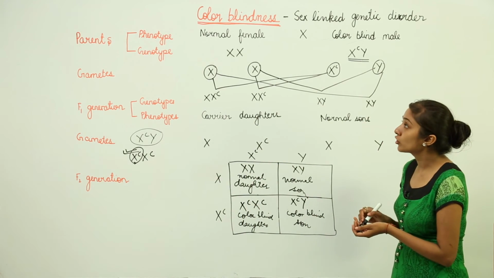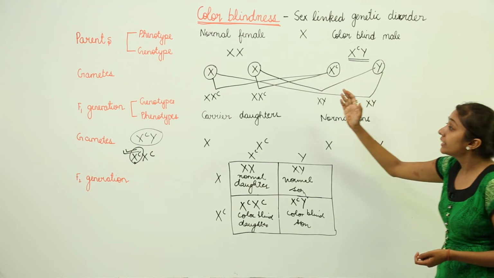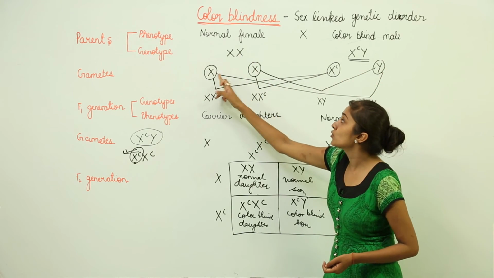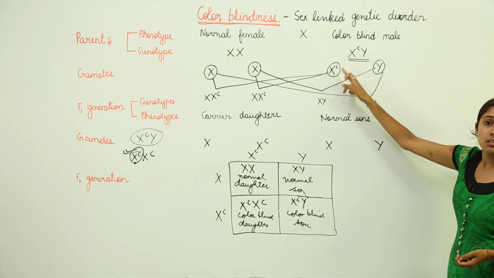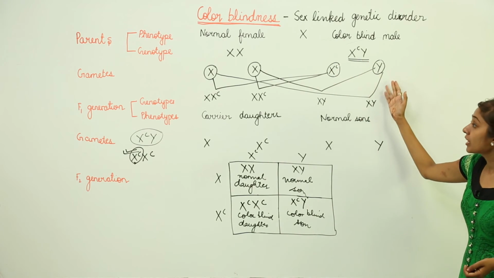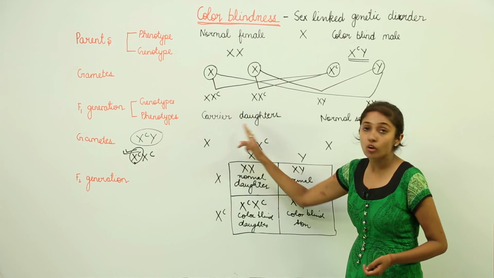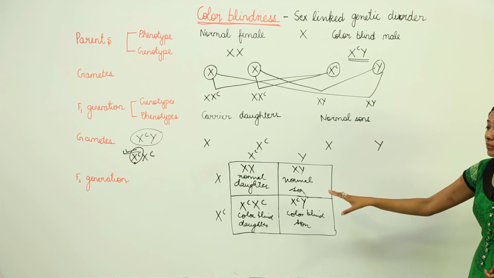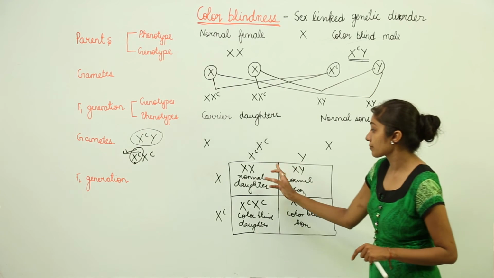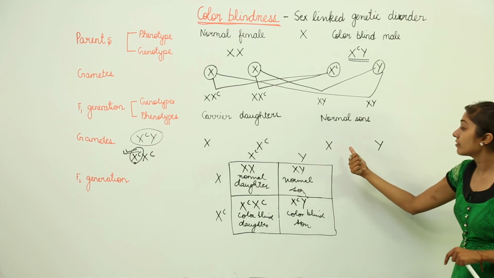We have a cross between a normal female and a color blind male. These are the gametes. Here we have two X, right? And here we have XC which is going to carry the gene for color blindness, and here we have a Y. So the combinations obtained are, we have two carrier daughters and two normal sons. And the gametes for the F2 generation are, we have this X and this X carrying the color blindness gene, right? We have X and Y.